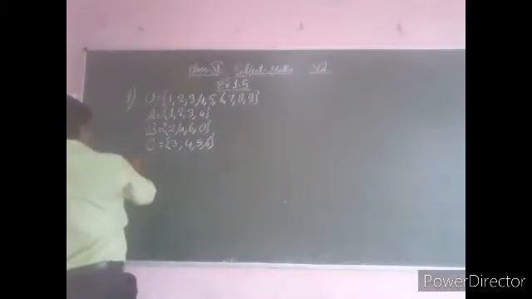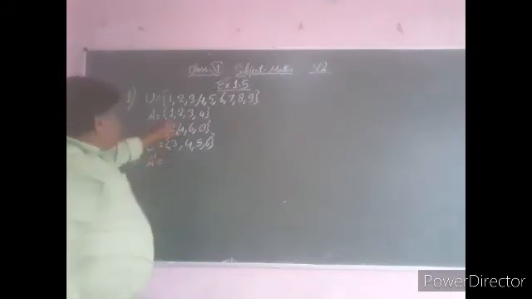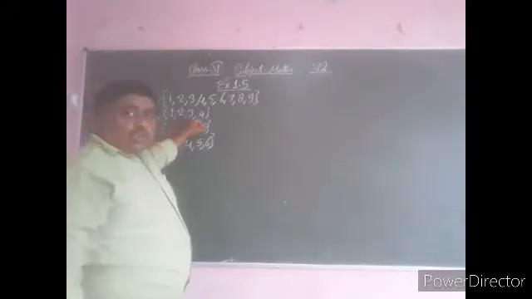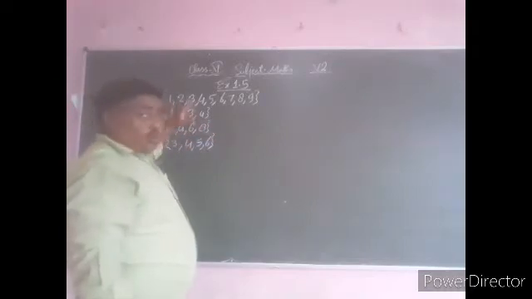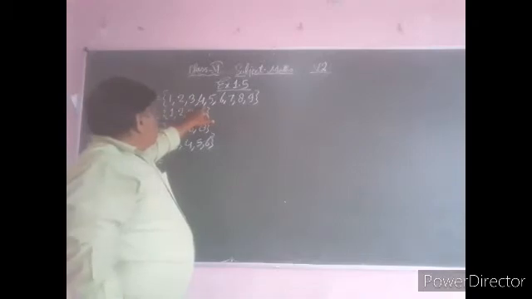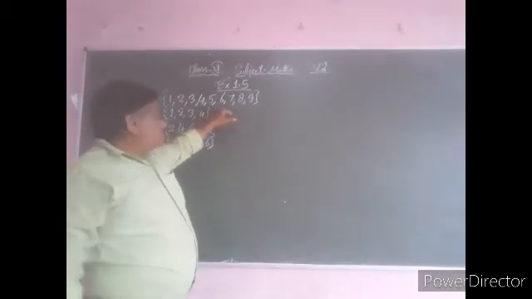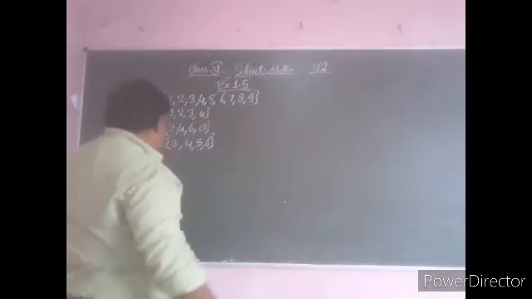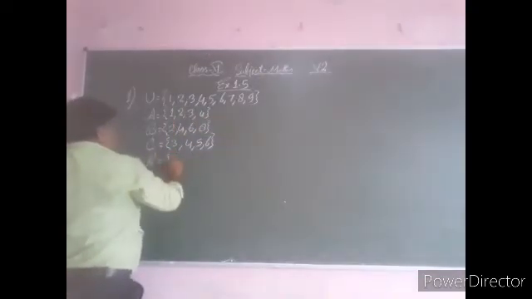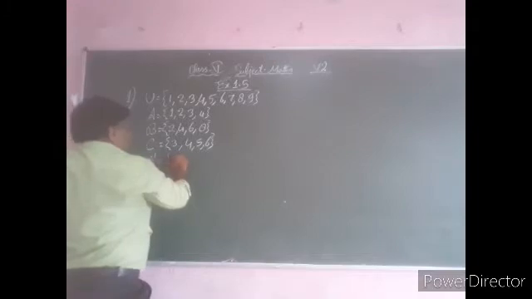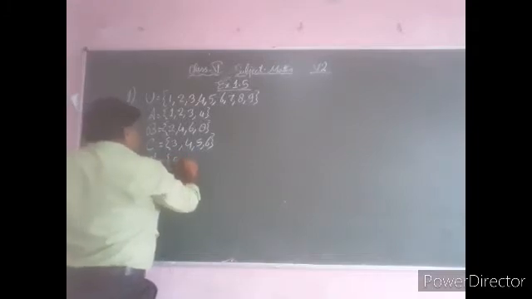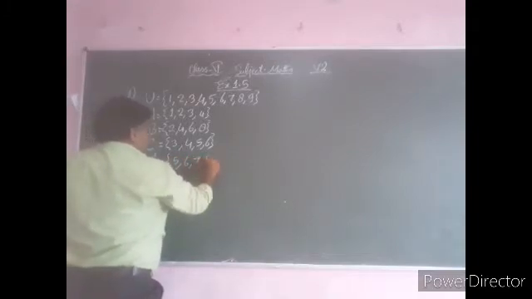First one, A complement. So common elements are 1, 2, 3, 4. So U minus A. Remove 1, 2, 3, 4. The rest of the elements are 5, 6, 7, 8, 9. It is A complement, that is U minus A: 5, 6, 7, 8, 9.